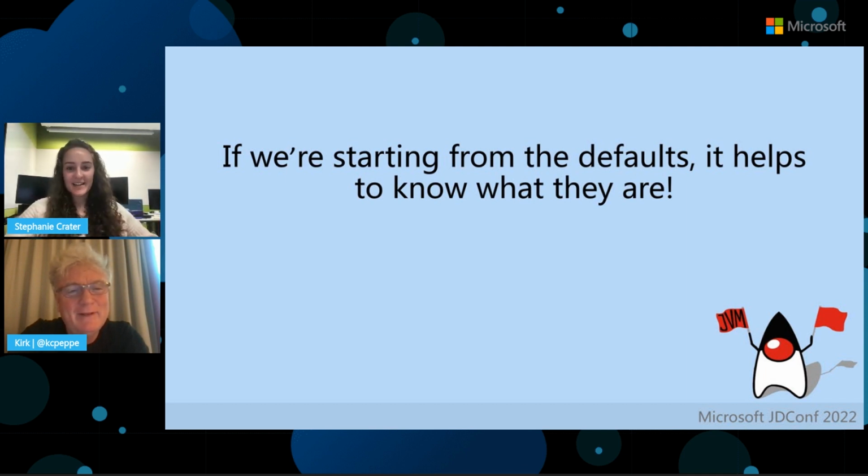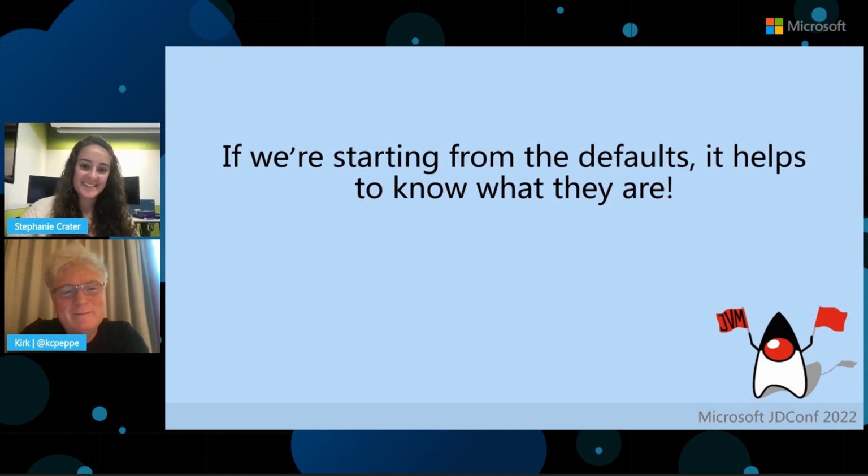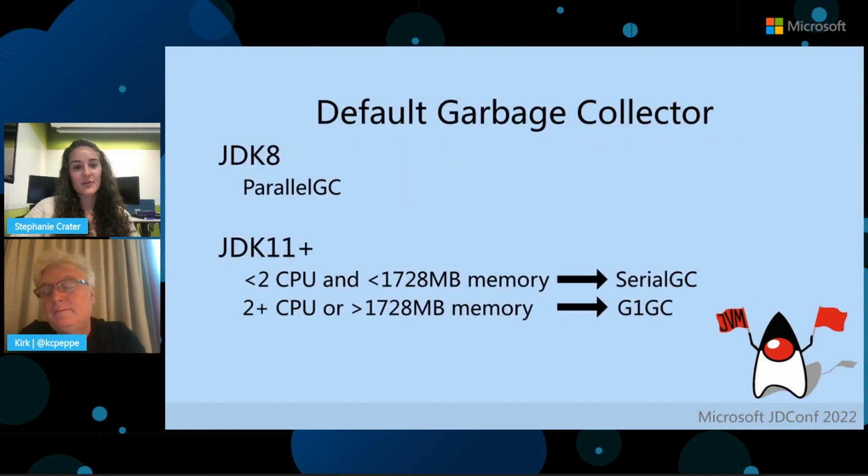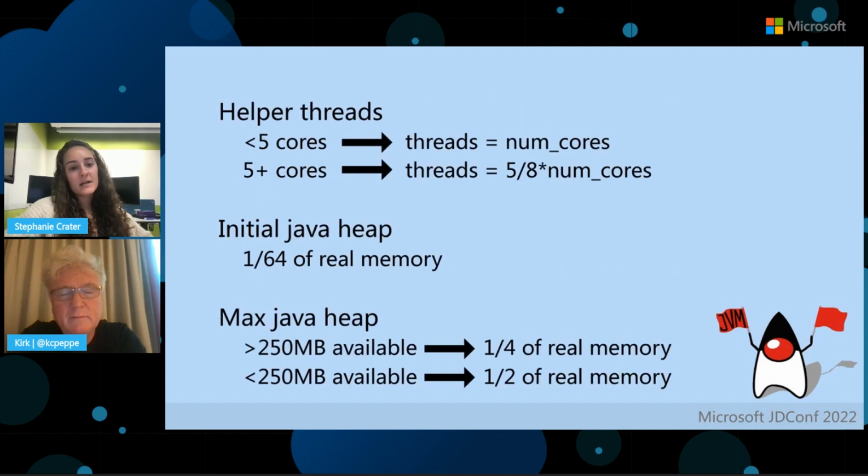So in doing that, if our first step is starting from the defaults, we have to know what even are these defaults? If you're using JDK 8, which I hope you're not, because you should be upgrading your Java, but I'm sure you are because everyone still is, you are using parallel GC by default. And if you're using JDK 11 plus, you are probably using G1 GC by default, unless you have less than 2 CPUs and a small amount of memory, then it will stick you with serial GC.